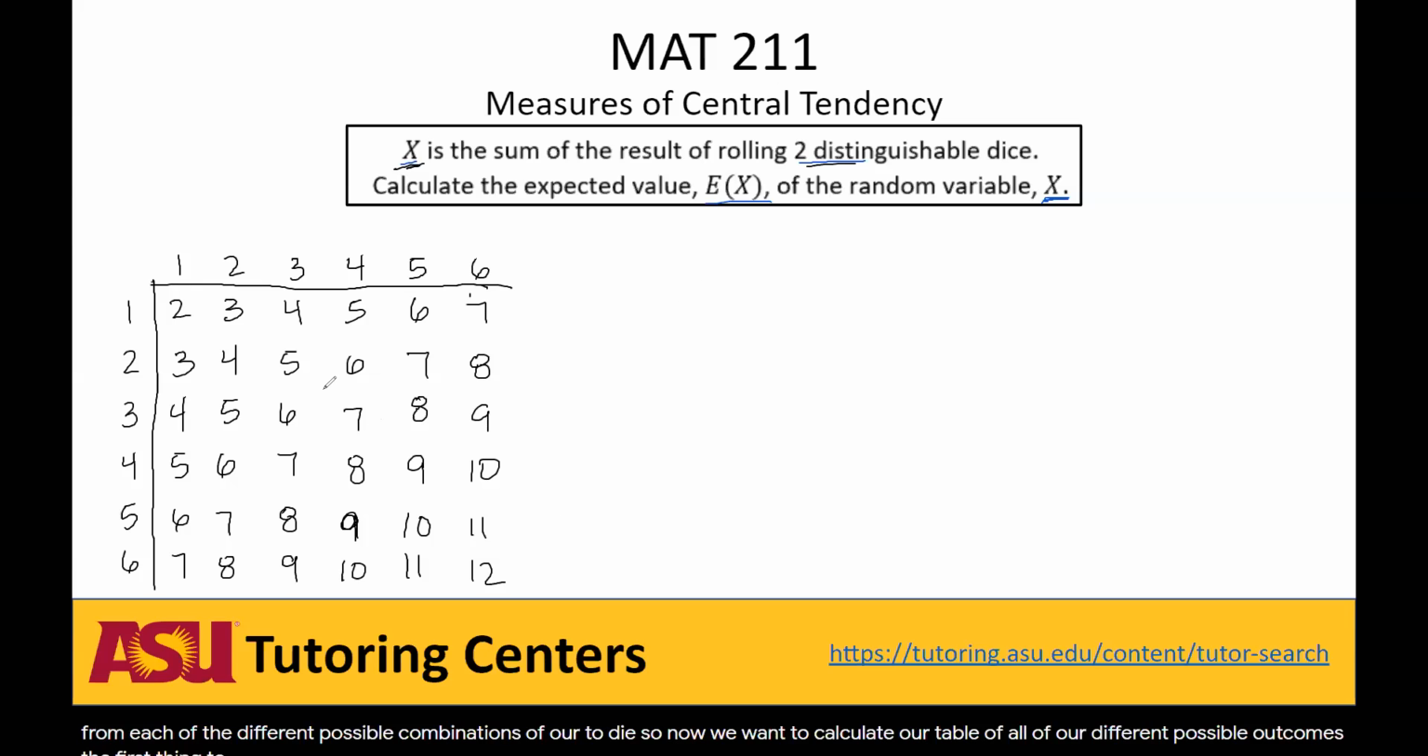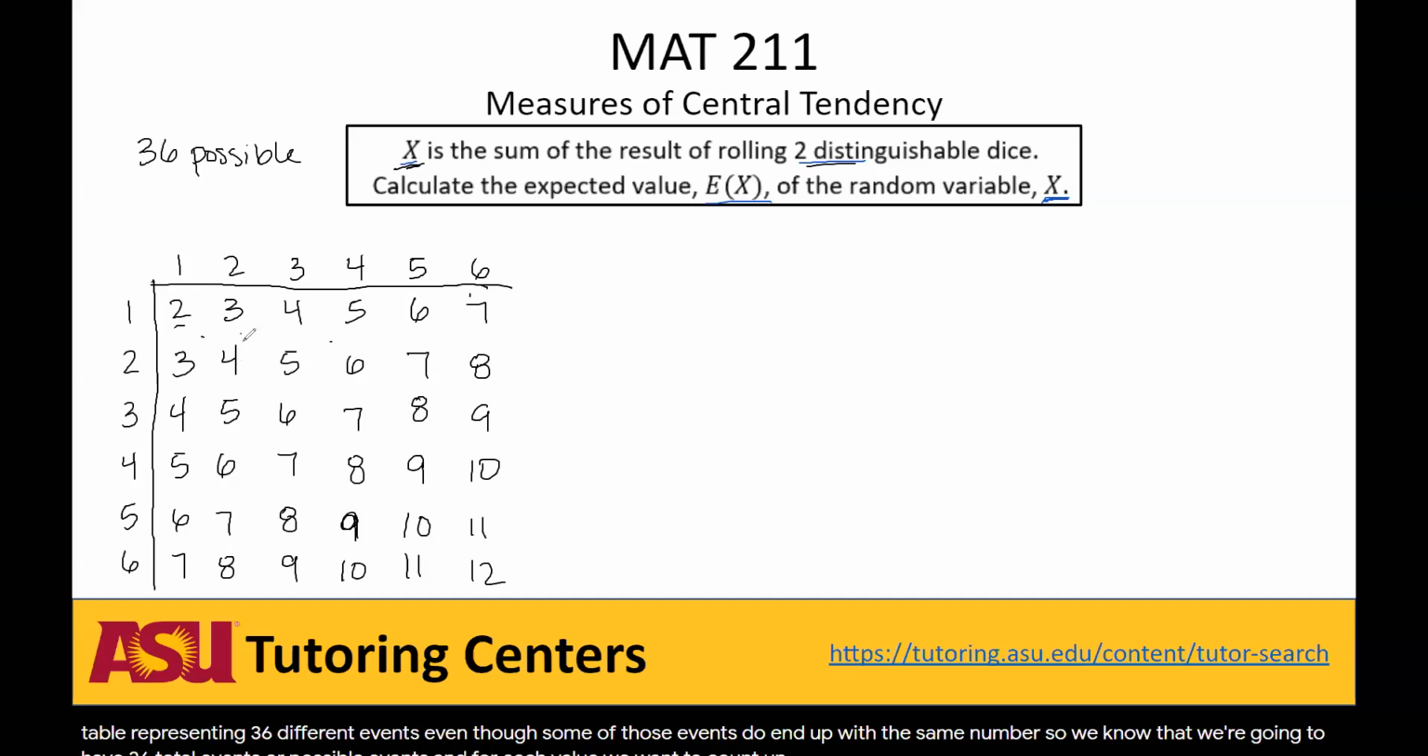The first thing to note is that the cardinality of our sample space, which means the number of different possible events here, is 6 times 6, or 36. So there's 36 different values in this table, representing 36 different events, even though some of those events do end up with the same number. So we know that we're going to have 36 total possible events. And for each value, we want to count up the number of times that value occurs and divide it by 36 to get the probability of getting that particular event.